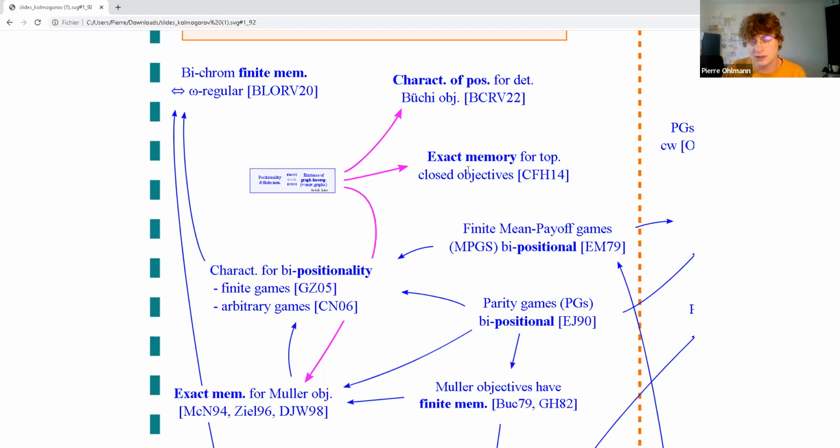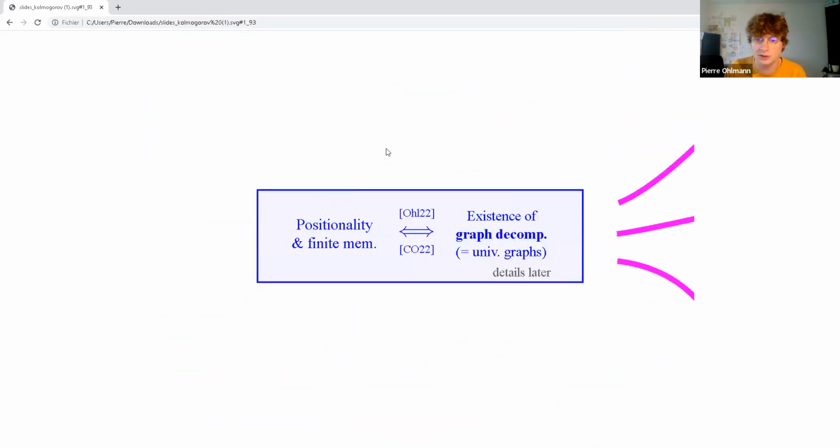And using this reduction to graphs, you can re-understand some results from the literature. For instance, you can re-understand the result for topologically closed objectives, which are easy to understand in terms of memory. You can also have a new view on Muller objectives. And this arrow means that this tool is used in a recent paper that characterizes positionality for objectives which are recognized by deterministic Büchi automata. So they rely on this. So that's the relationship with the recent literature. It's also a very recent result.